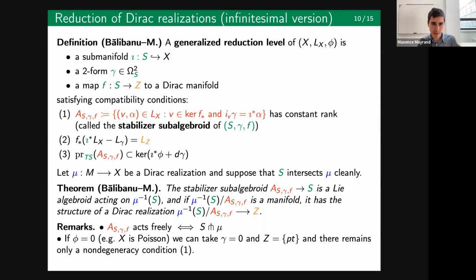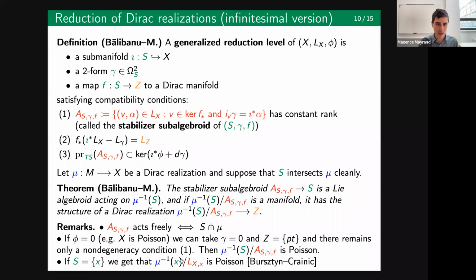Also, if phi is 0, we have non-twisted structures, for example, an ordinary Poisson manifold, then we can always take gamma to be 0 and Z to be a point. And in this case, there remains only a non-degeneracy condition. So it's quite flexible. It's just that the rank of this bundle doesn't jump along the submanifold. And in this case, the quotient is Poisson, because a Dirac realization over a point is the same thing as a Poisson manifold.